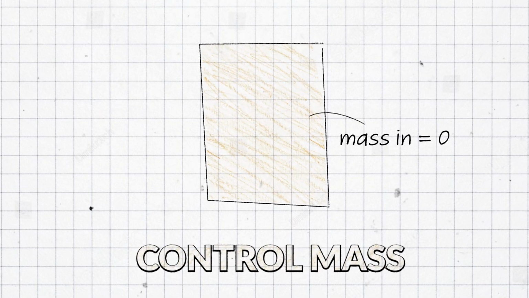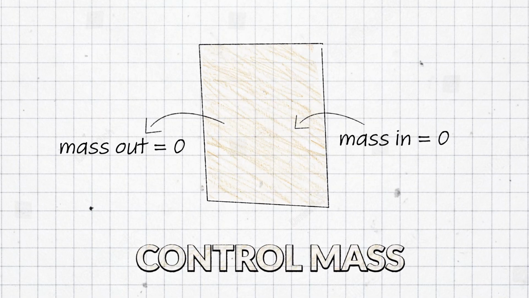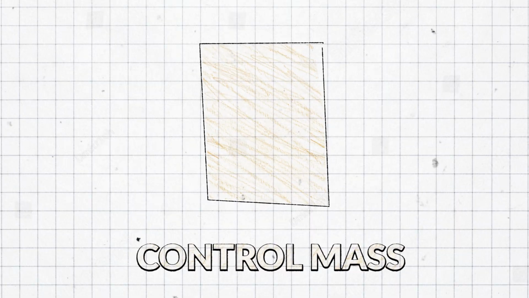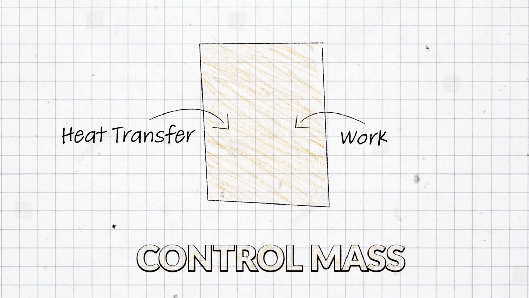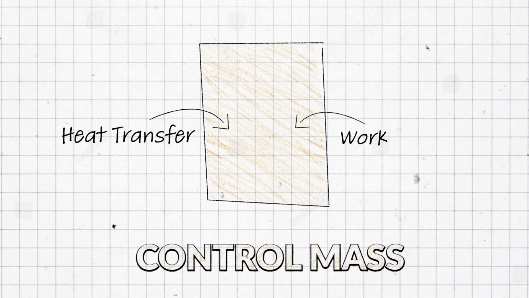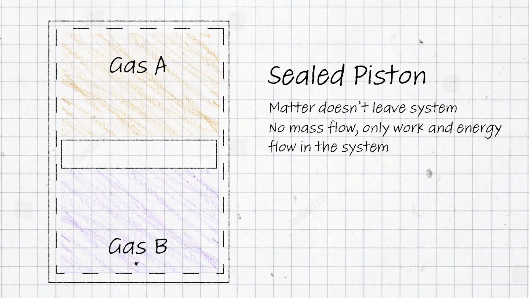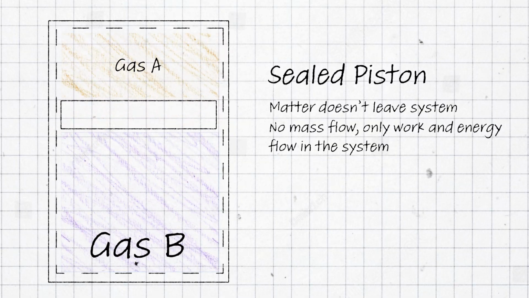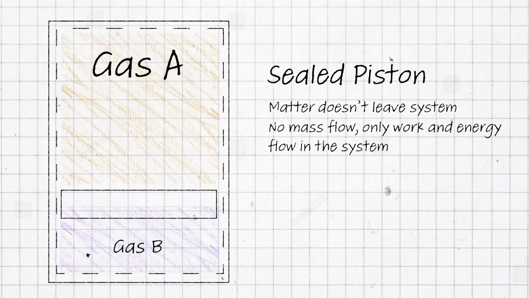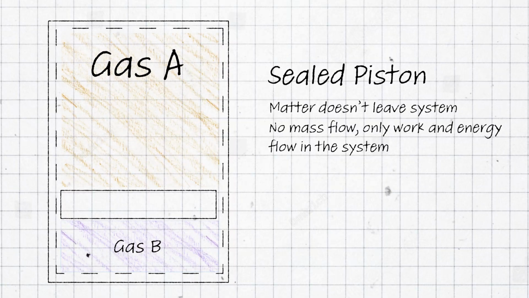Let's start with control mass, also called a closed system. That means the mass you're tracking never leaves the system boundary. No mass in, no mass out. The only things entering or leaving the system are work and heat transfer. Think of a sealed piston cylinder. The gas inside expands and contracts, but it never leaves. That's a control mass. Same matter, changing energy.